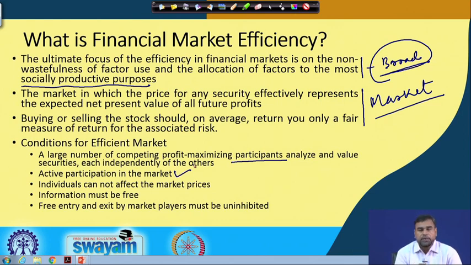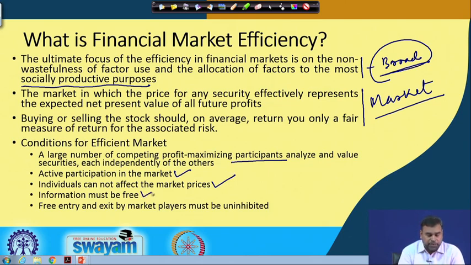In some places they can buy, on some days they can sell, and some kind of activation of that particular investment position should be there. If that is not there, then those participants are idle. So, this active participation in the market is very much essential. Any particular individual cannot affect the price. If there is a rumor that the price of a stock is going to go down, and a particular individual sells the stocks, then the stock price should not fluctuate. That can happen whenever the market is full of many participants. You have to ensure that, and the information must be free.